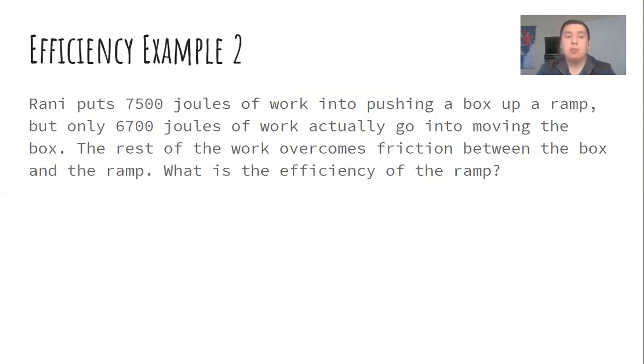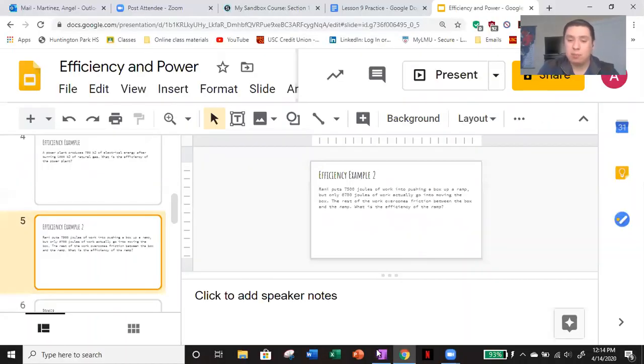So let's do another example. Randy puts 7,500 joules of work into pushing a box up a ramp. Only 6,700 joules of energy actually go into moving the box. The rest of the work overcomes friction between the box and the ramp. What's the efficiency of the ramp? Like I said last time, even though Randy is putting in 7,500 joules of energy, the friction causes heat to remove some energy, so only 6,700 joules is actually moving the box.